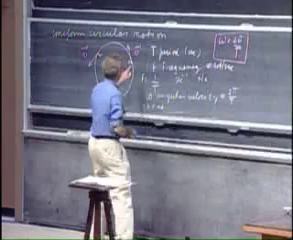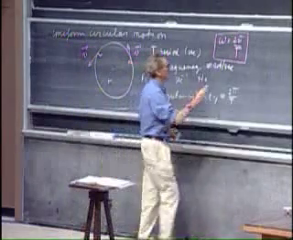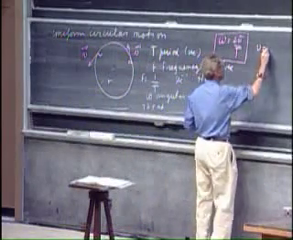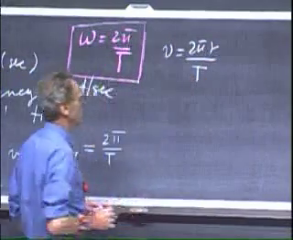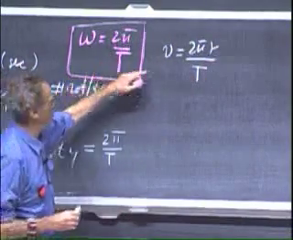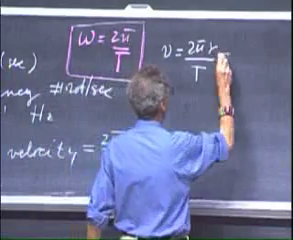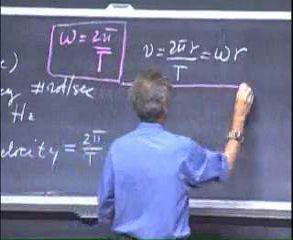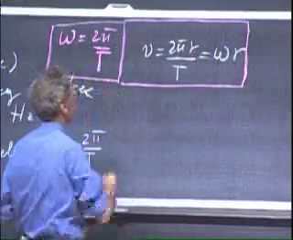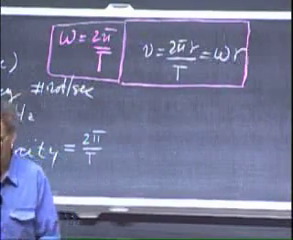The speed, v, is of course the circumference 2 pi r divided by the time to go around once. But since 2 pi divided by T is omega, you can also write for this omega r. And this is also something that I want you to remember. These two things you really want to remember.